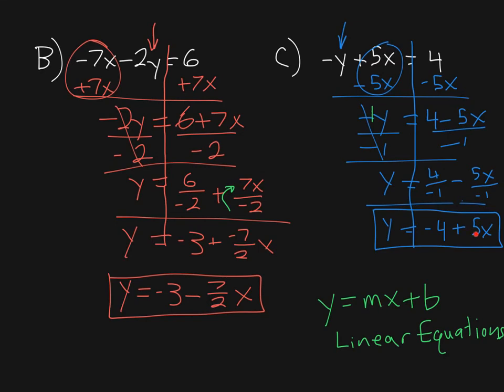In this case, in example C, negative 4 is b because that's the number by itself, and the number in front of the x is 5. In example B, we have negative 3 is our b, negative 7/2 is our m, right? And we just have the x there next to the m. You can know that these are going to go in a straight line. You can remember that because the word line is right in the name. Okay? So anytime you can make an equation look like this, you know the graph of it is going to look like a straight line.